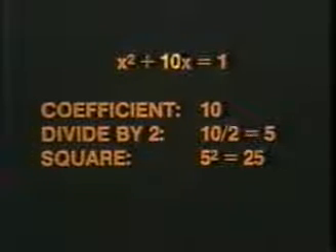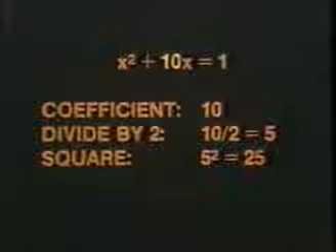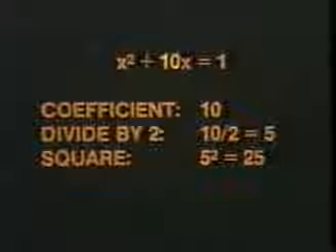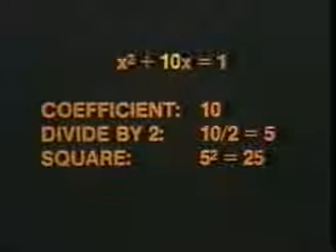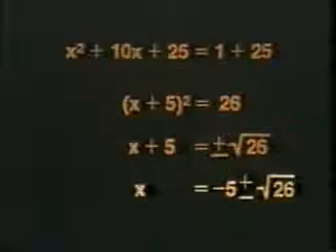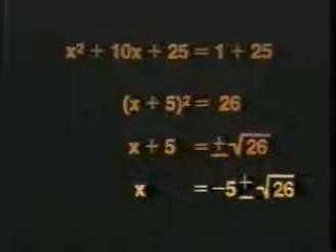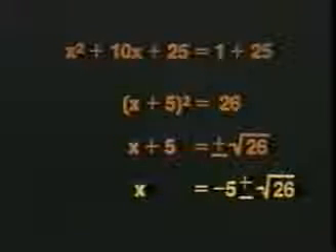First, I want to find the magic number. I take the coefficient of the x term, 10, divide it by 2 to get 5, and square that to get the magic number, 25. And then I add it to both sides, factor my perfect square, and use the square root method to get my two correct answers.